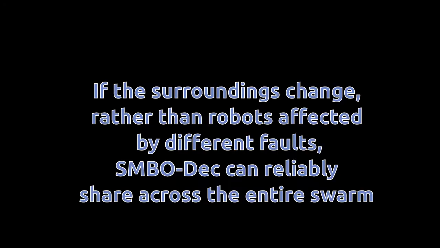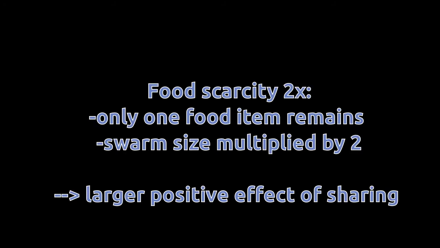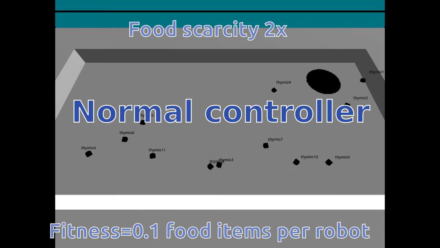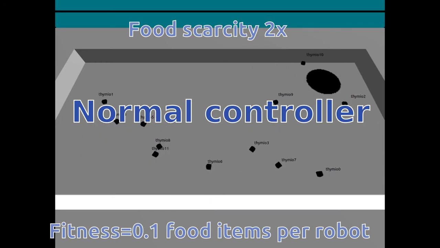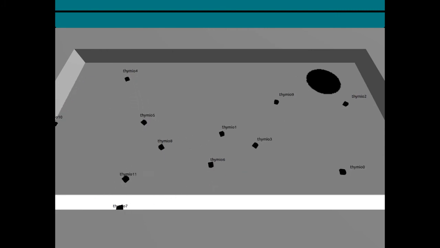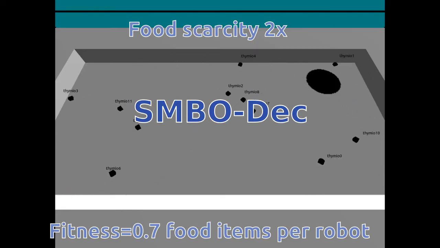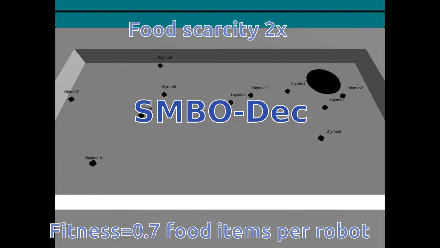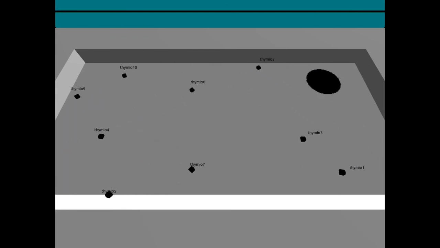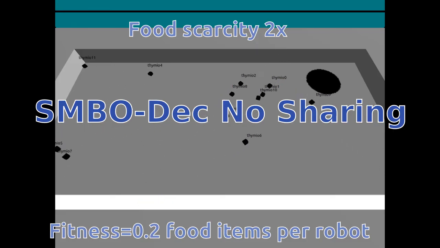If the surroundings change rather than robots being affected by different faults, we can safely share across the entire swarm. The food scarcity 2X condition is one example, where only one food item remains and 2 times the number of agents is included. In the normal case, this fails. With SMBO decentralized, a 7-fold improvement is seen, and with SMBO decentralized with no sharing, only a 2-fold improvement is seen.